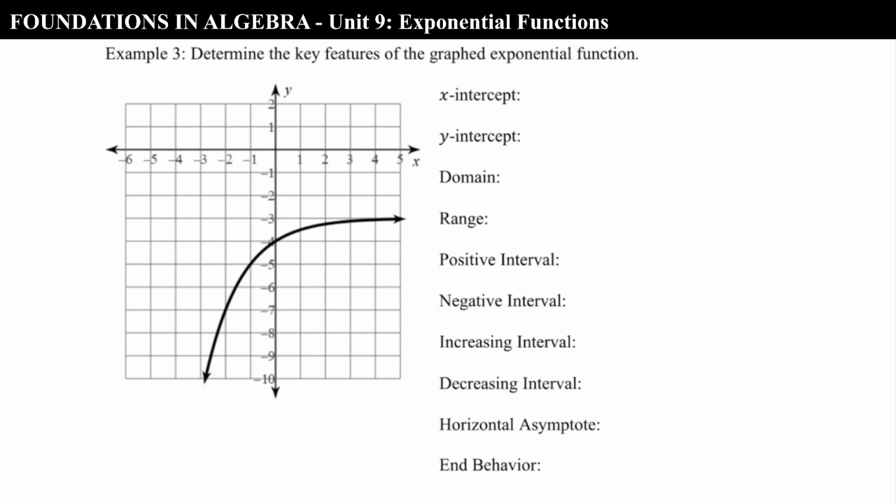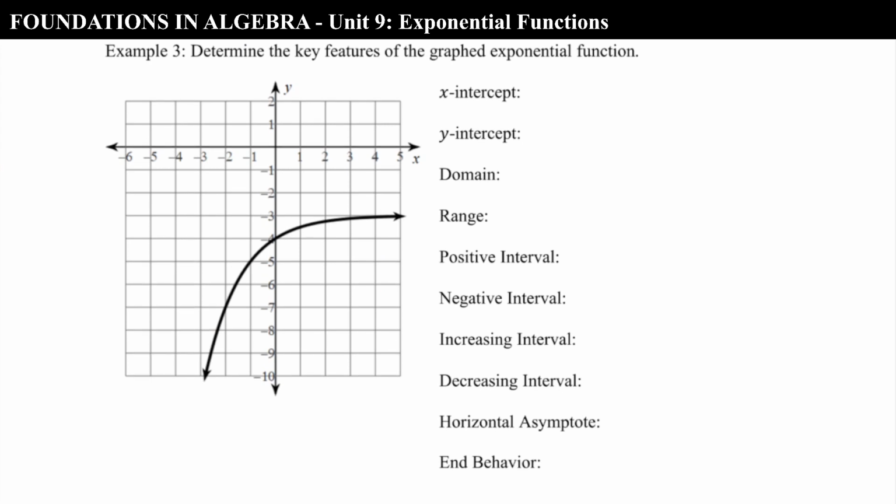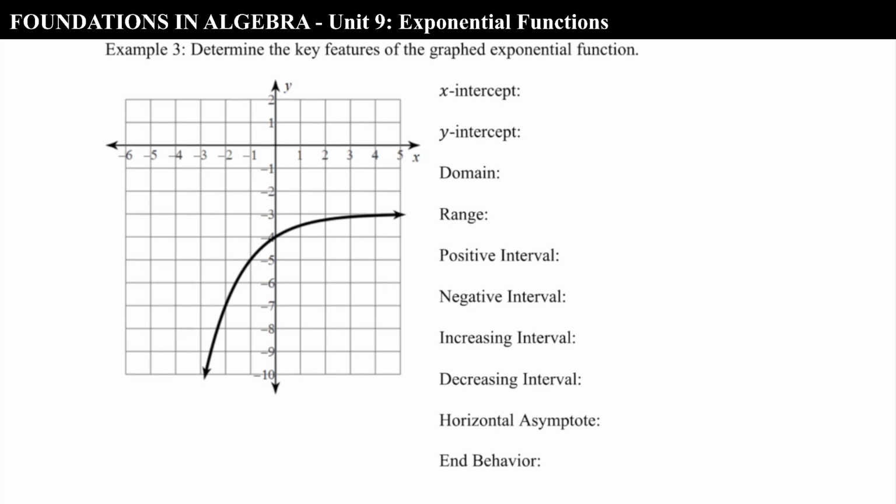All right, let's take a look at example 3. So our x-intercept, it looks like everything's going to be below the x-axis. We're going to level out at y equals -3, so we have no x-intercept. We do have a y-intercept of -4, so (0, -4) is our y-intercept. Our domain's all reals. Our range, negative infinity to -3, which is where we start to level out.